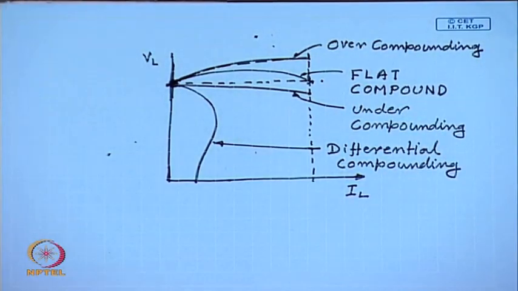So, the advantage of a compound generator is that the number of series field turns can be controlled to give a very wide variety of output characteristics for the cumulatively compound generator, and this is practically used almost universally. So, let us look to solve a few problems regarding compound generator.